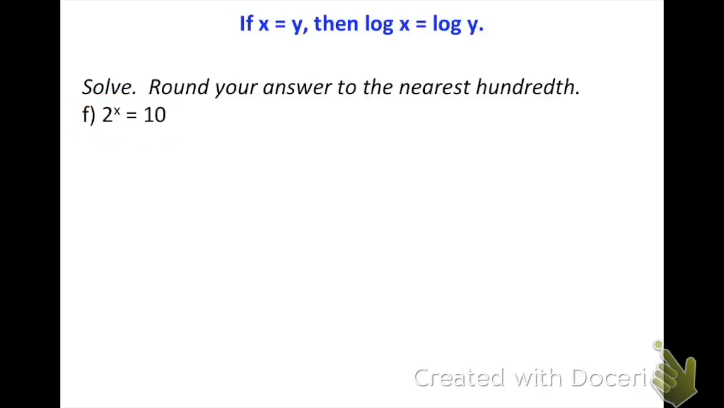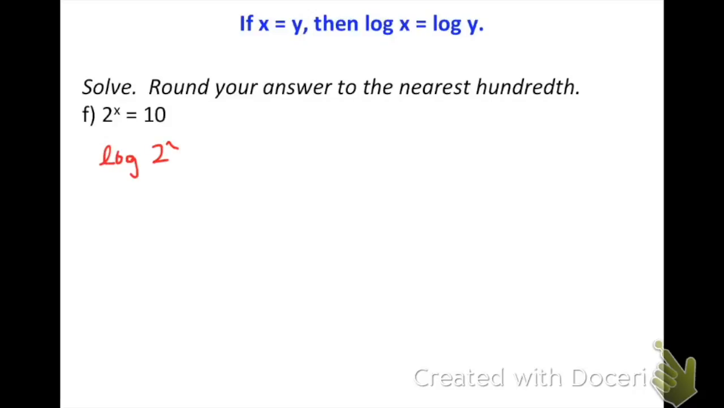So the key here is our golden rule of algebra, that as long as I do the same thing to both sides of an equation, it maintains its equality. So one of the things I can do, it says if x equals y, then the log of x equals the log of y. One of the things that I can do is take the log of both sides of an equation. So let's see why that will help us in letter F.